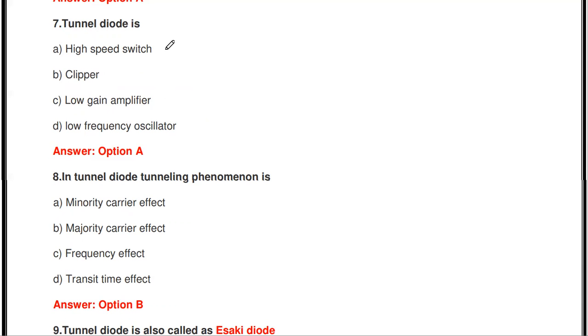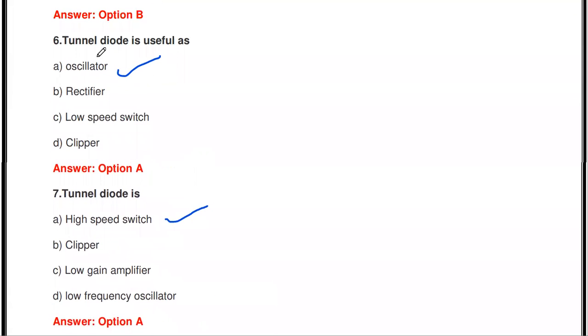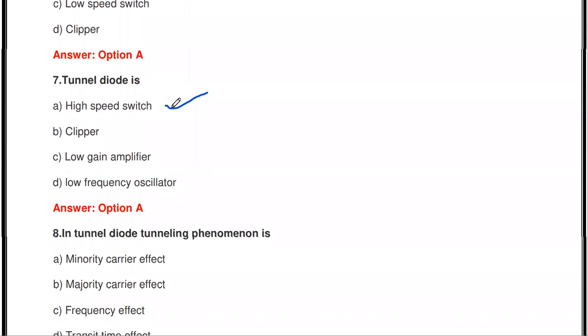The tunnel diode is used as a high speed switch also. It is mainly used to generate microwave frequency because of the negative resistance region, and it also works as a high speed switch.